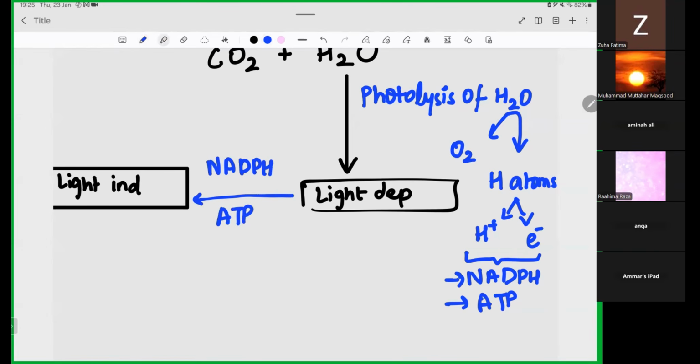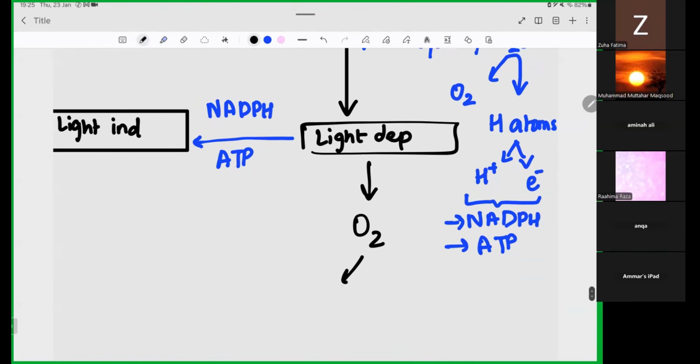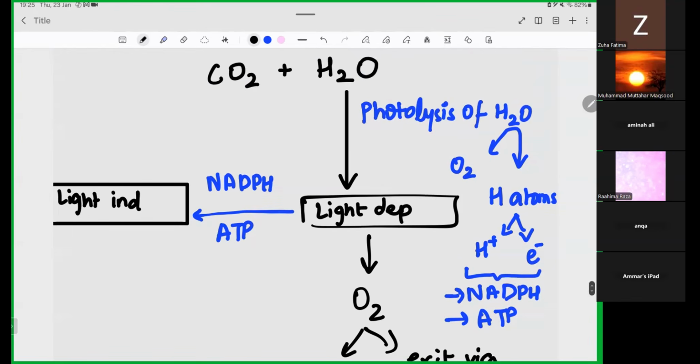The oxygen acts as a byproduct or a waste product of photosynthesis, and it can either be used for respiration or it can exit via the stomata. Now, once we have reduced NADP and we have ATP, the carbon dioxide can now be reduced to glucose. And this is a brief summary of photosynthesis.